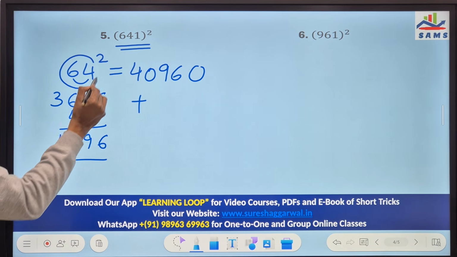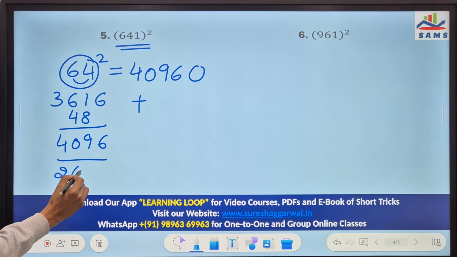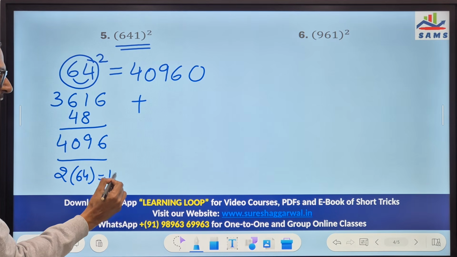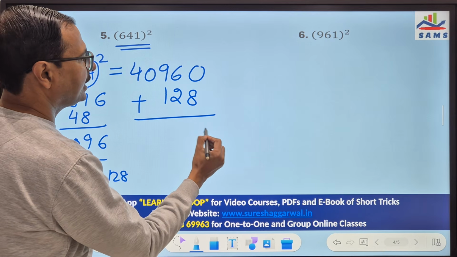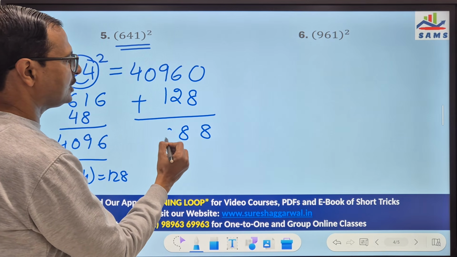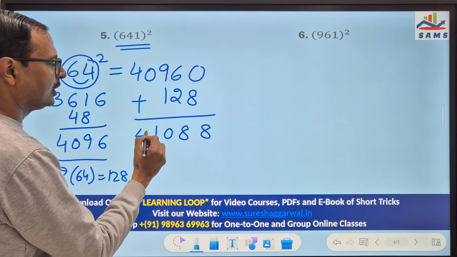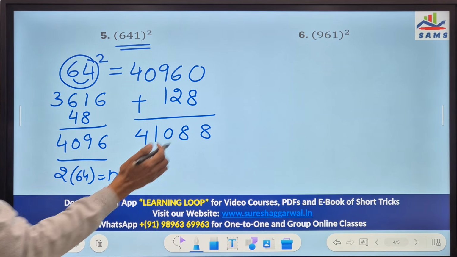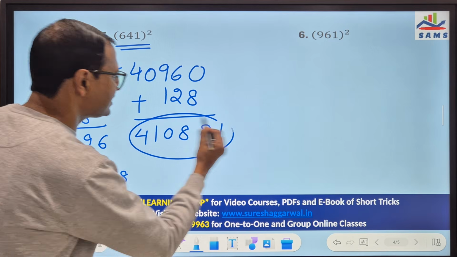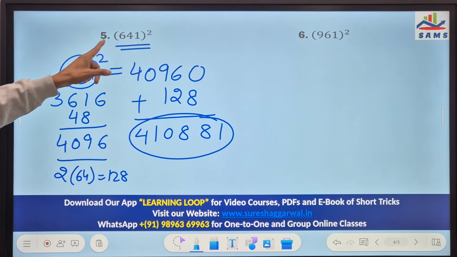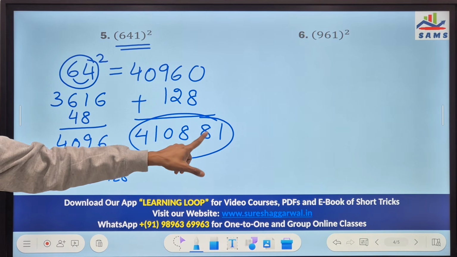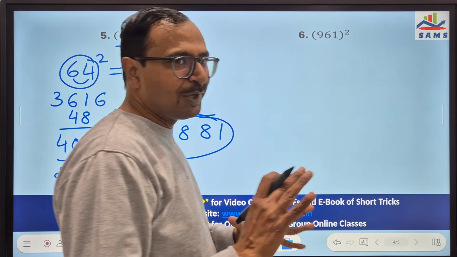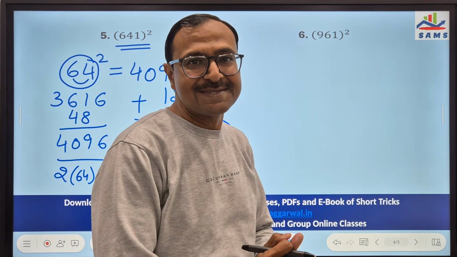The double of this number. So double of 64 is 128. So 128 to be added to this, you get 41088. And then suffix a 1, and here is the surprising result. The square of 641 is 410881. Now I know you must be surprised, how quickly this is happening.